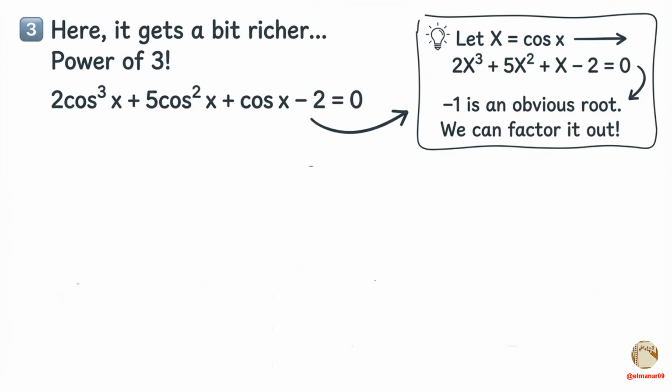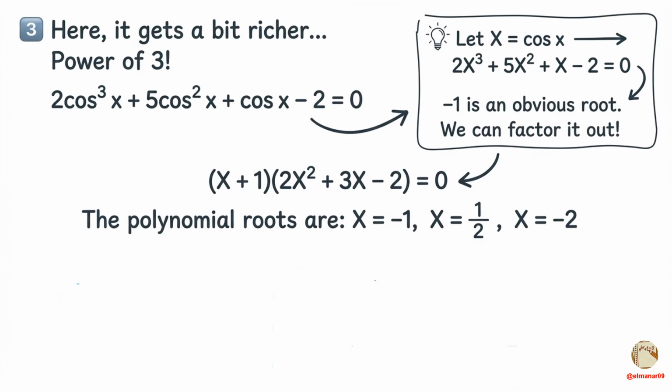The clever trick here is to find an obvious root. If you plug in X equals -1, you'll see the calculation cancels out perfectly. Beautiful. Once we have this root, we can move on to factorization. Our equation then becomes (X plus 1) times (2X^2 plus 3X minus 2) equals 0. Now let's solve. For this product to equal 0, one of the factors must be 0. First, we have X equals -1. Next, solving the quadratic, we find two more values, X equals -2 and X equals 1/2.